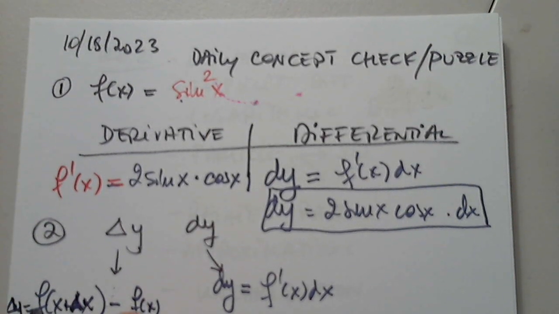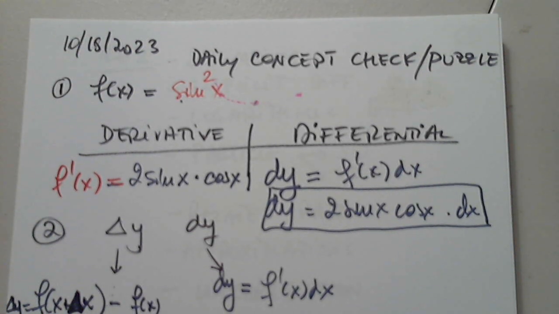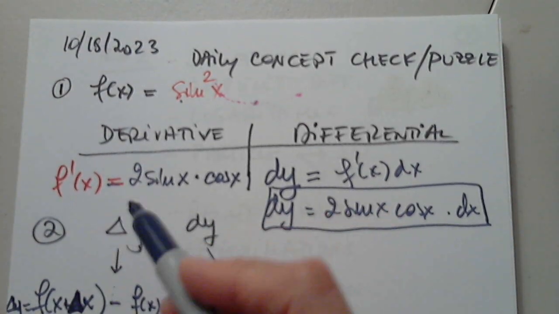So delta y is f of x plus delta x. You can write dx, but it's better because it's delta, but they are the same. So delta y equals f of x plus dx. I'm sorry, delta y equals f of x plus delta x minus f of x. Perfect.